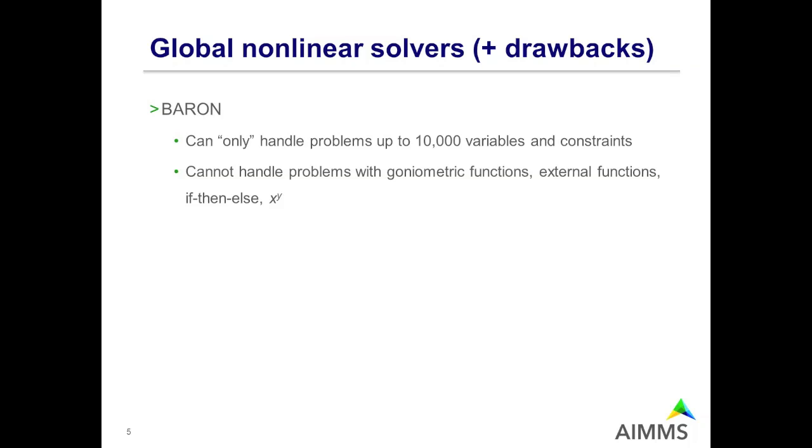Another drawback of BARON is that it cannot handle problems with goniometric functions, like sine and cosine. It can also not handle problems with external functions, or if-else constraints, and it can also not handle models with x to the power y, where x and y are both variables. There are also global nonlinear solvers available outside AIMMS, which have the same drawbacks, solvers like SCIP, Couenne, and LINDO.